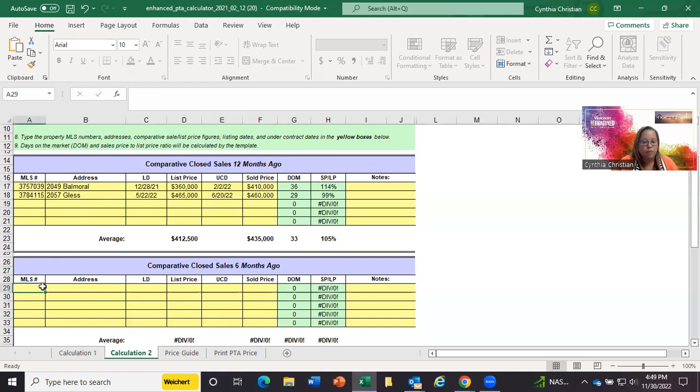So I'm going to put a property here in the 6-month sale. Oh, it's another property on Glass. I mean, Glass was busy. This might be a place you guys want to start prospecting, because it is a nice street.